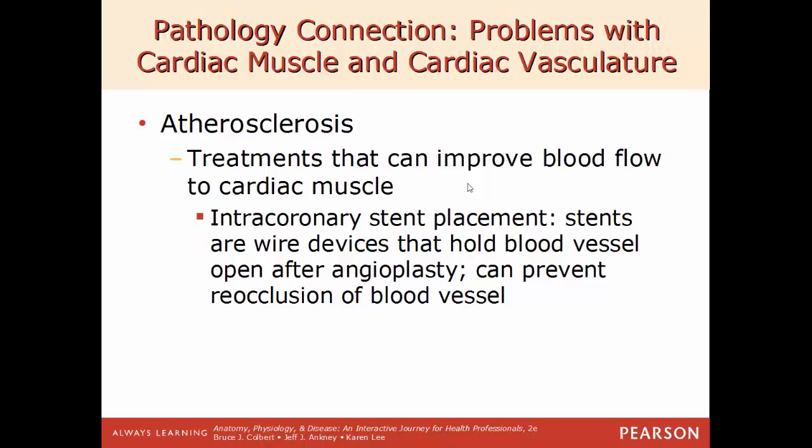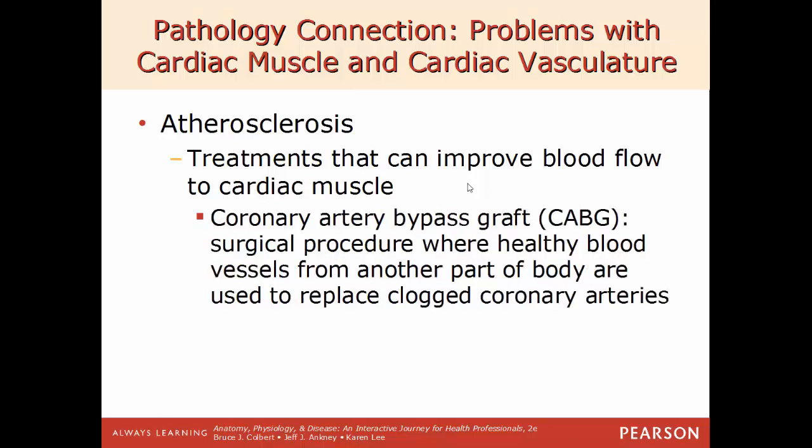Stents are wire devices that actually hold open blood vessels after angioplasty, and this can prevent reocclusion of the blood vessel. Another treatment that can be used is CABG, coronary artery bypass graft. This is a surgical procedure where healthy blood vessels from another part of the patient's body are used to replace the damaged or the clogged coronary arteries.